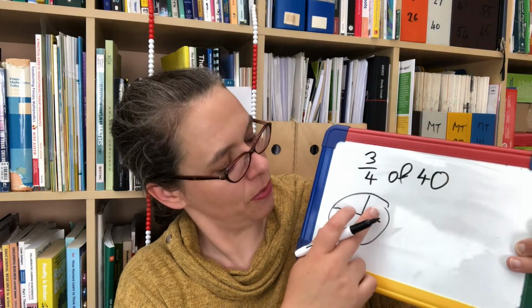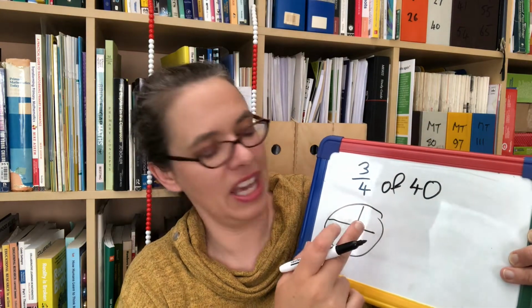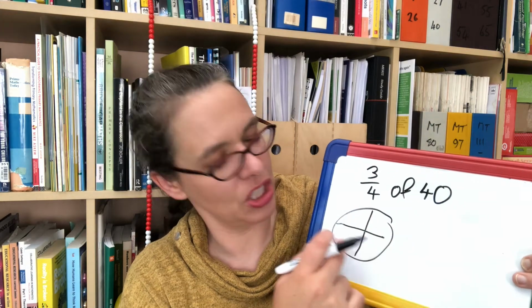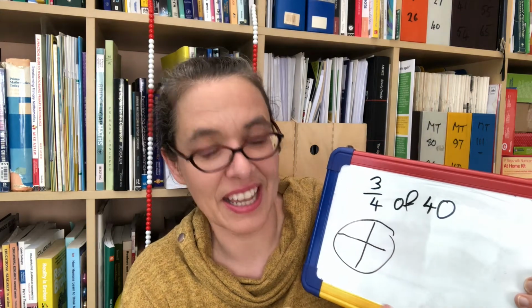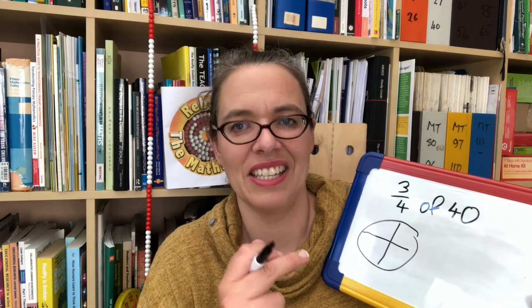where they split the 40 into 4 equal parts, 10 in each quarter, and then take 3 of them to show 3/4, so that's 30. It's the same as what you've just done, but it has understanding, coherence, and it makes sense.